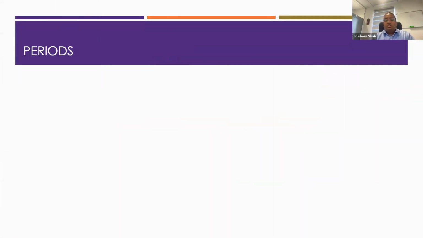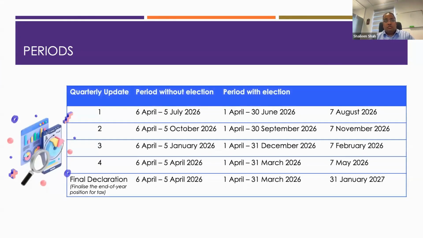When does this need to be done and for what periods? So the first quarterly update is for the period 6th of April to 5th of July 2026. Or with an election, which we can make on your behalf, we can use calendar dates, so it becomes 1st of April to 30th of June 2026. That first submission needs to be made 5 weeks later, on the 7th of August 2026. So you've got pretty much the whole of July to gather, compute, work out your income and expenses, and submit that to HMRC.